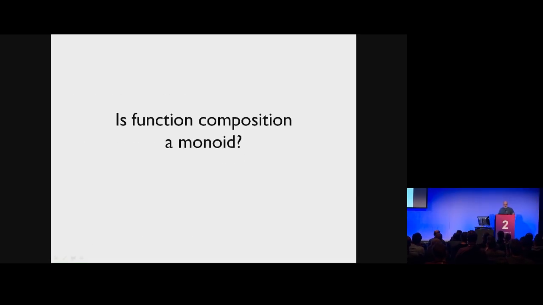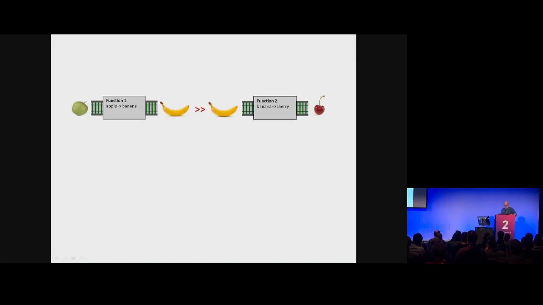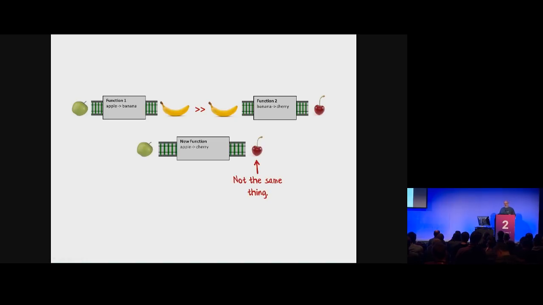What about function composition? Is that a monoid? So here are our two functions, and we compose them together, and we make this apple to cherry function. It's not the same kind of thing. One is an apple to banana function, the other is an apple to cherry function. So composing functions together is not really a monoid, unfortunately.